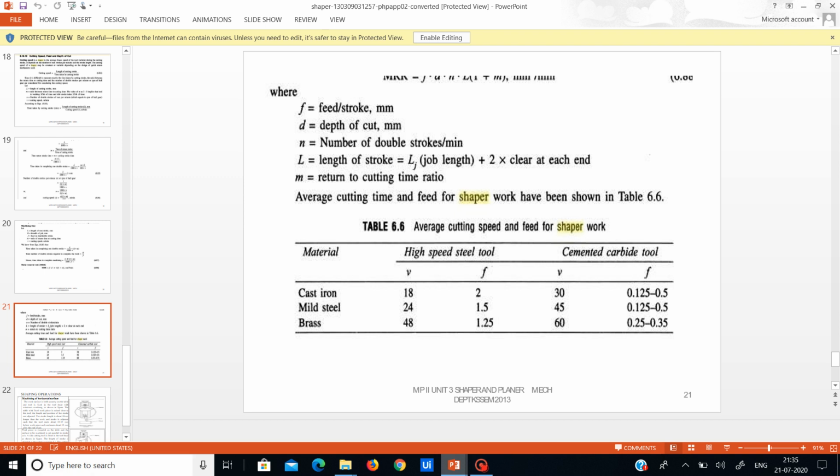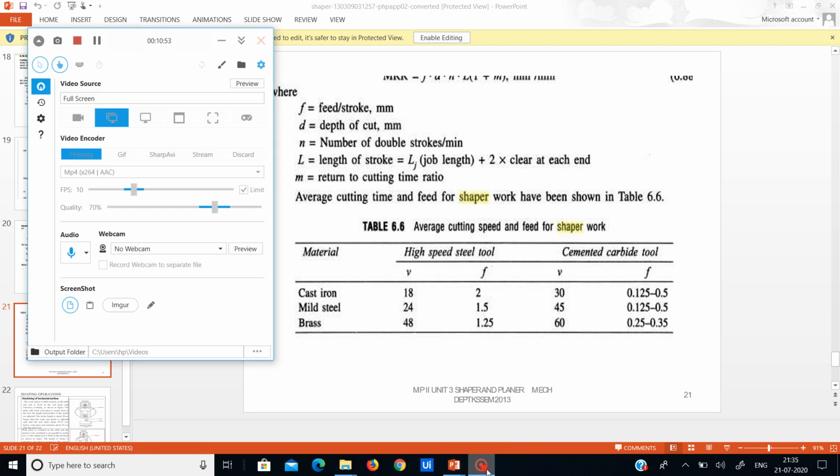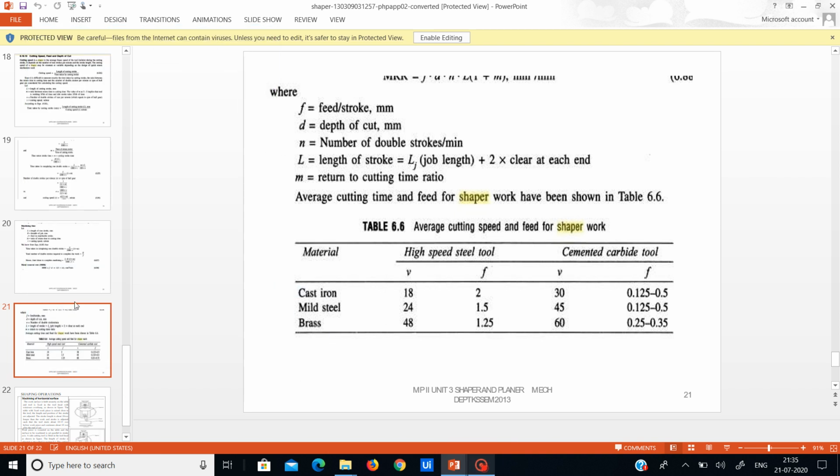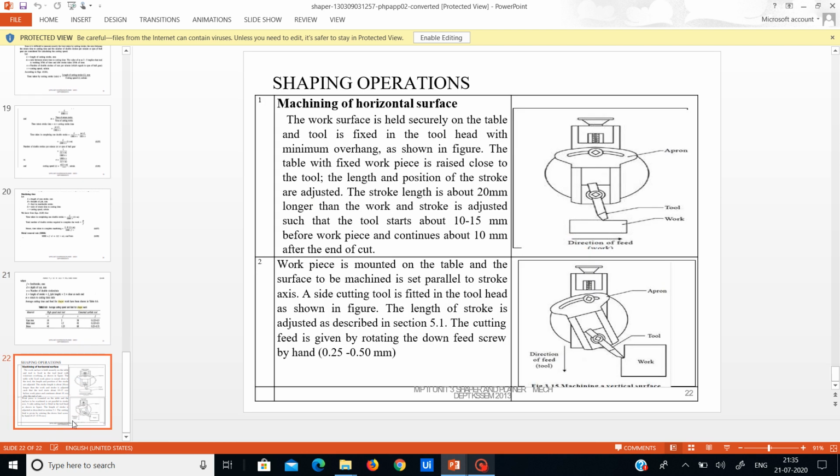Here we have the high speed steel tool and also the cemented carbide tool. So depending on this, you have to adjust that and you need to write all those things. Okay, here in shaping operations, that is what I am explaining for now.